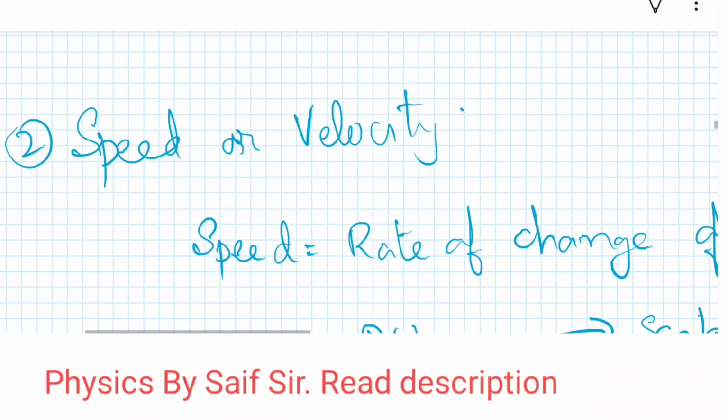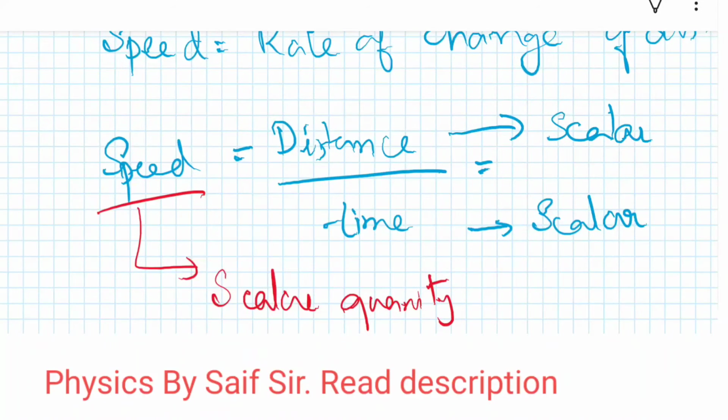Now coming to the second parameter, which is speed or velocity. As you already saw distance and displacement, the rate of change of distance with respect to time is speed. I repeat, the rate of change of distance with respect to time is speed. So speed is equal to distance by time. We already know distance is a scalar quantity and time is also a scalar quantity, so speed is also a scalar quantity.